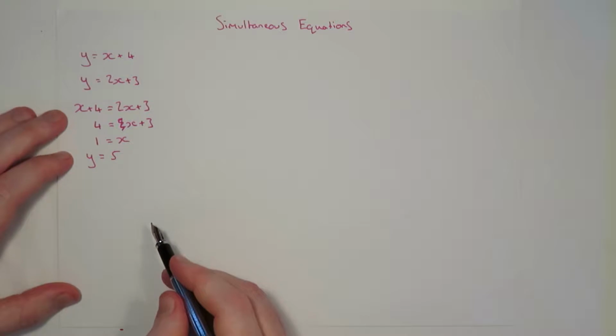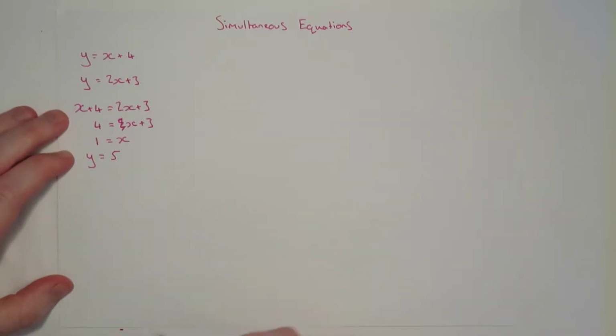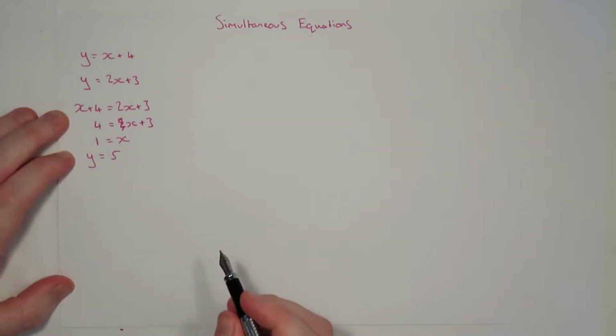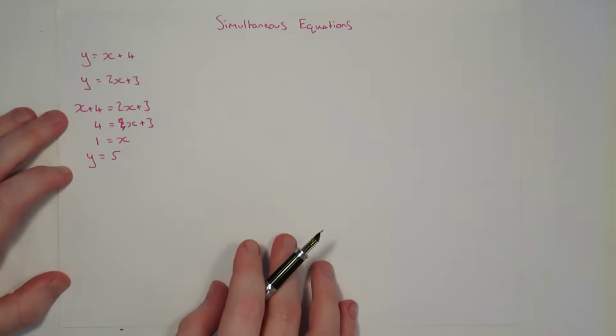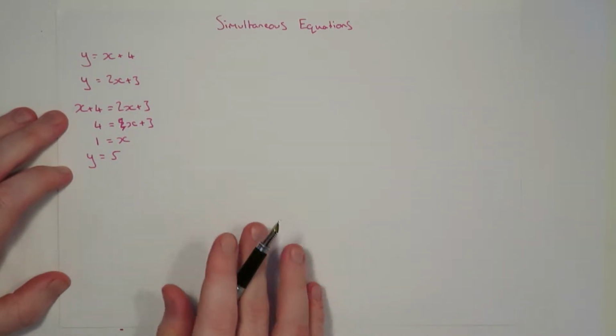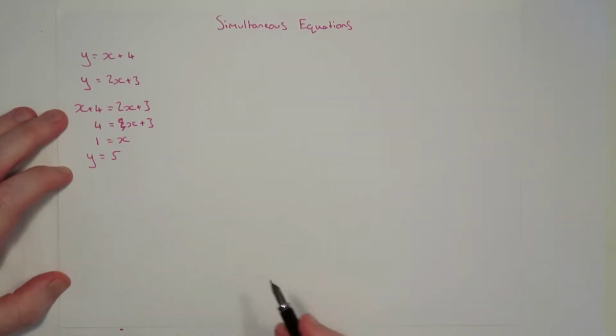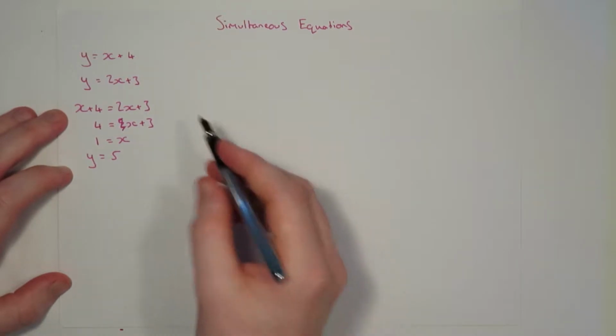Now there's another approach to solving simultaneous equations. It's called the elimination method. I think this is probably the method that people are normally taught first, and despite it being taught first, I think it's usually the method that people make the most mistakes on and they're least comfortable with.